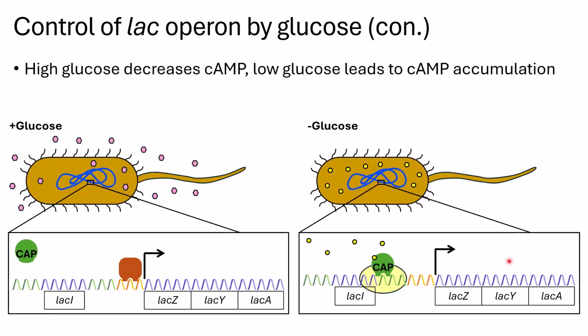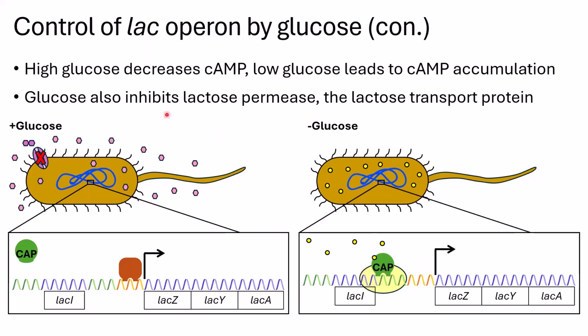This is how prokaryotes ensure that the lac operon is only fully active when glucose is low and lactose is high. Glucose itself is also able to repress the lac operon by inhibiting lactose permease, the lactose transporter made by LAC-Y. This makes it more difficult for lactose to be transported into the cell, even if it's present.